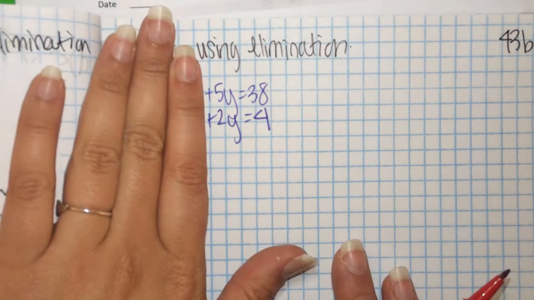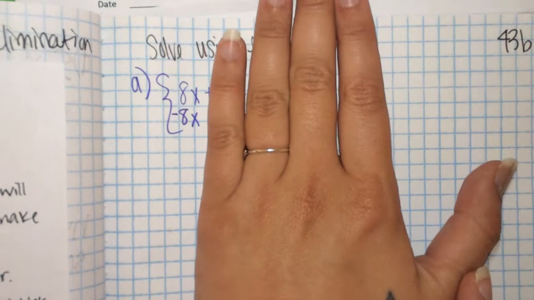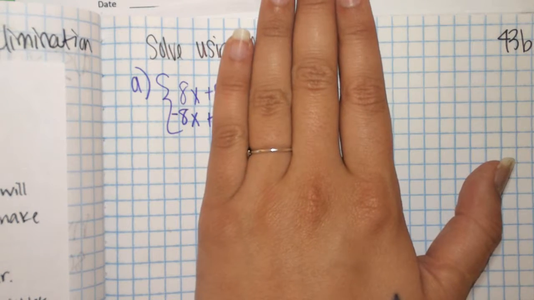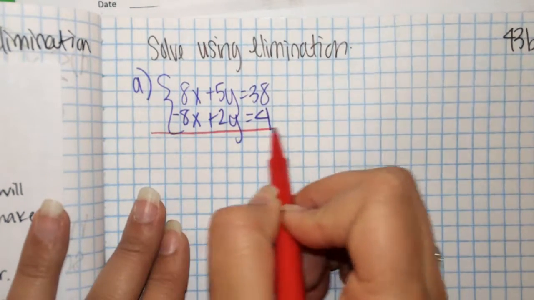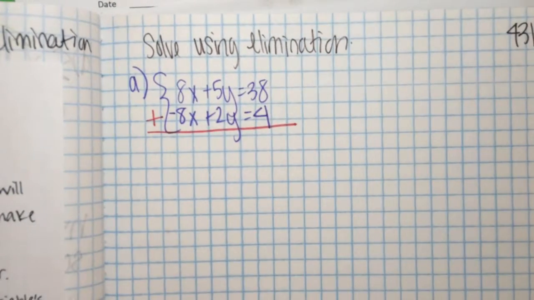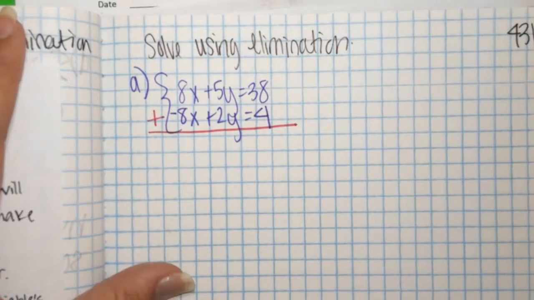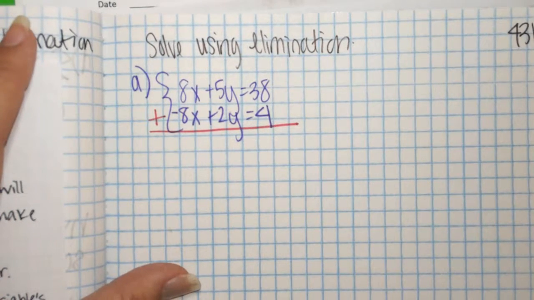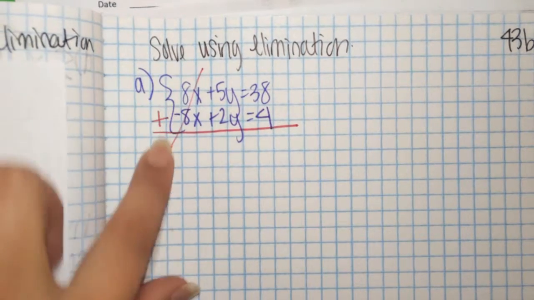So, are 5 and 2 the same? No. Alright? Are 8 and negative 8 the same? Yes. They're opposites, right? Those are inverses. So, we are going to add straight down and eliminate our x's. The reason we can do that is because 8 plus negative 8 is what? 0. That cancels. So we add straight down and that eliminates.